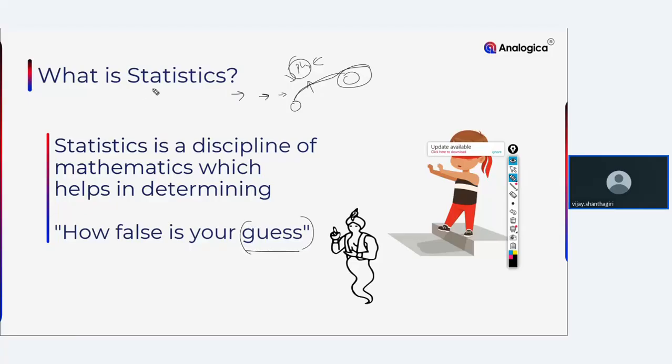Now, statistics brings in a very disciplined approach to tell you: go ahead and guess, and I will tell you how false your guess is, because we can never tell how true your guess is. This is not possible. There is no reference system for truth. There is a reference system for falsity, that something cannot happen. So you take a guess, and I will tell you how wrong you are in taking that guess.